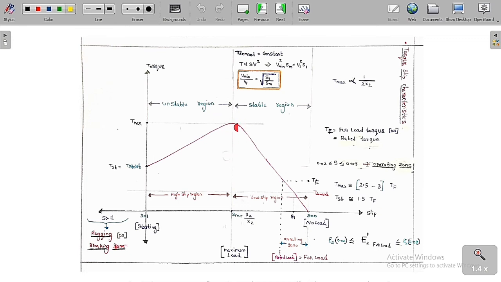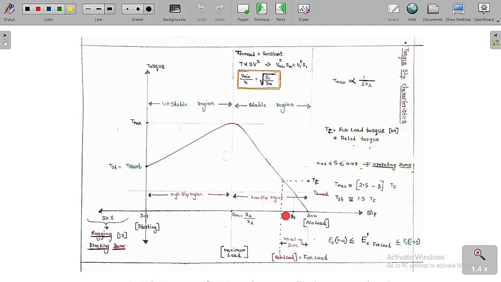So this is the maximum load that you can apply, not more than this. If you apply a load which has a torque demand more than this, then this motor will never drive it, because its maximum torque is always lesser than the demand. But if any torque demand is lesser than this, lesser than the starting torque, yes, it can drive it.